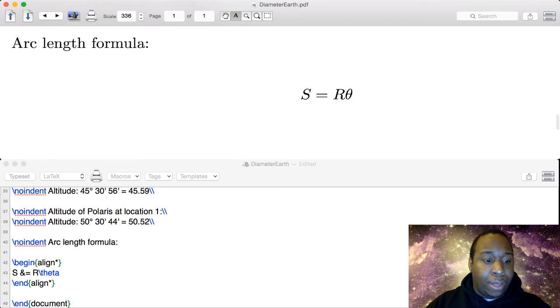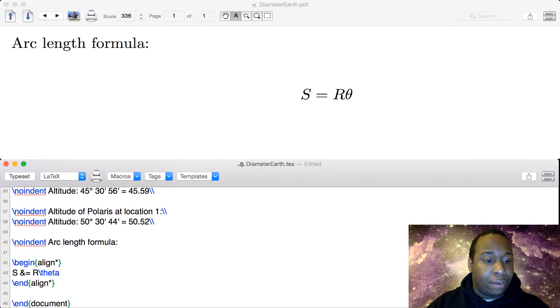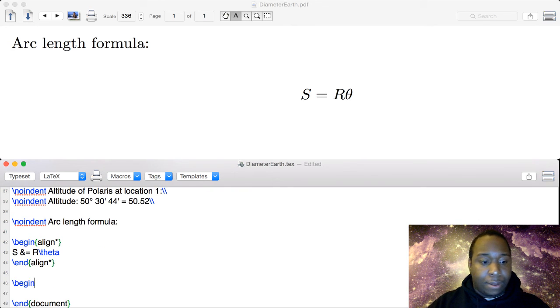And so what I'm going to do is set up a relationship here, a proportionality, and I'm going to state that I have a fraction, some s sub 1 over theta sub 1, is equal to some s sub 2 over theta sub 2.